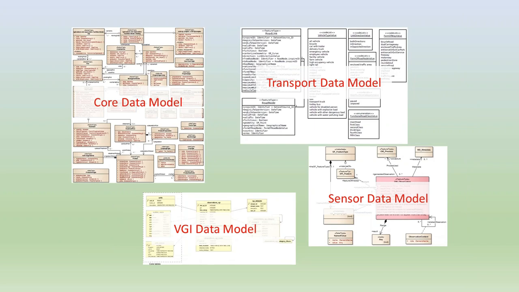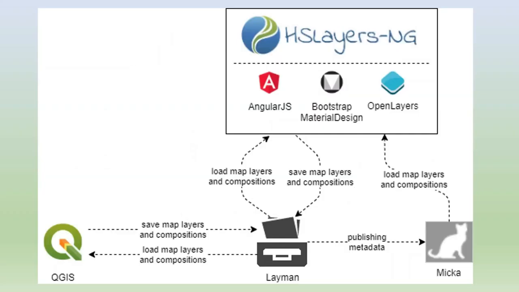This full data model has four parts. Mainly we use this core data model, which is focused on farming, but we also have a transport data model, a sensors data model, and a VGI data model.